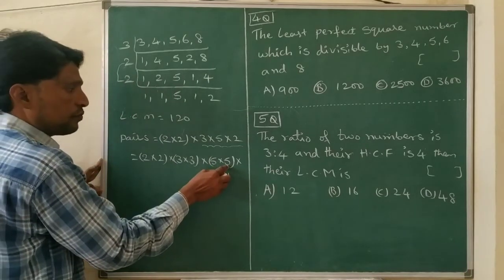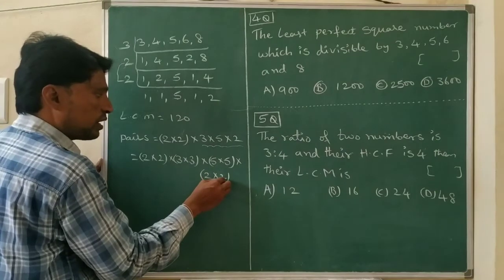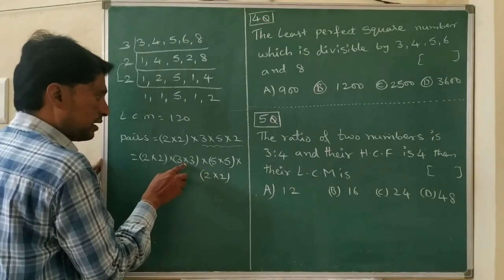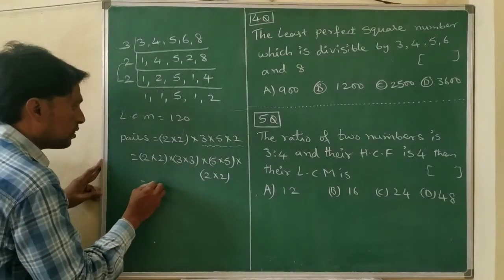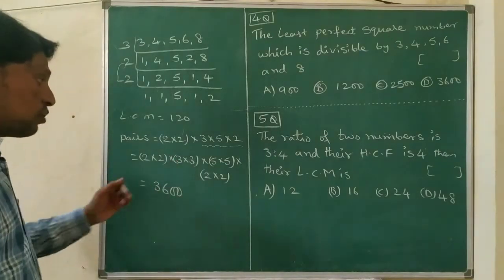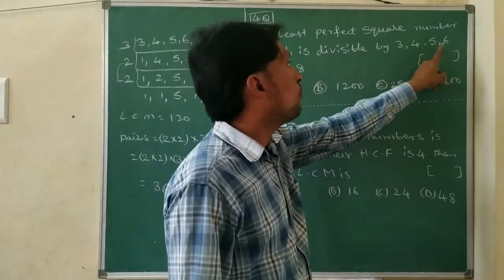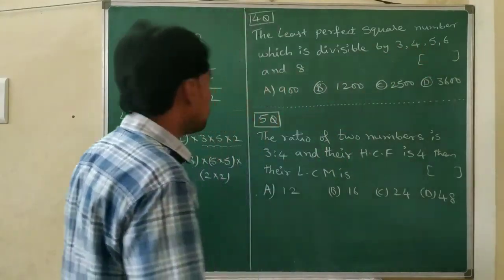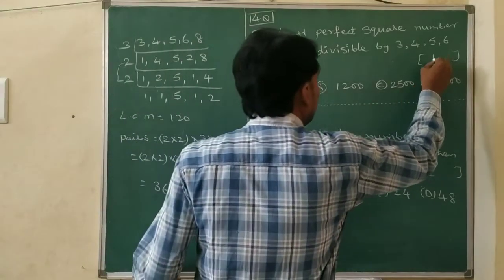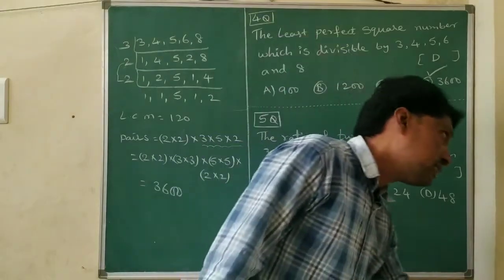This is 5 fives are 25. This is 2 twos are 4. 25 into 4 is 100. 100 nines are 900. 900 fours are 3600. 3600 is divisible by all these numbers: 3, 4, 5, 6 and 8. So option D is correct. Option D is correct.